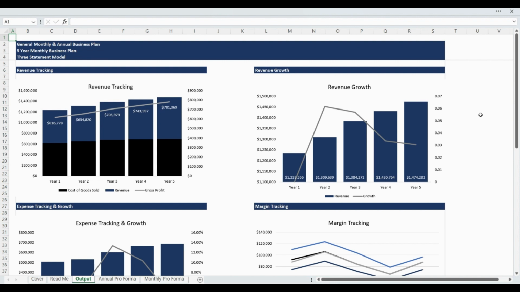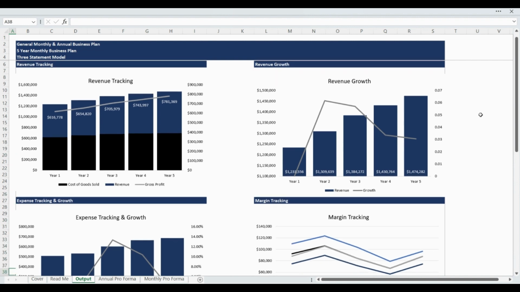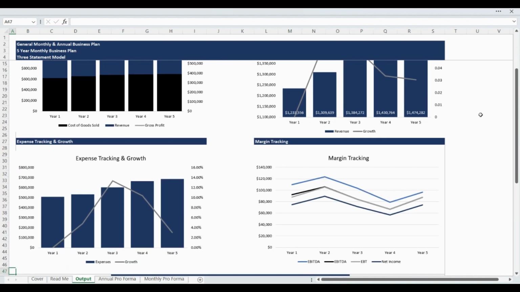The report begins with a visual summary tracking revenue, cost of goods sold, and gross profit, as well as a separate chart tracking annual revenue growth. The following section of exhibits tracks annual expenses and expense growth with an additional chart tracking annual operating margins on a variety of bases. The report concludes with a matrix summarizing key income statement and balance sheet metrics on an annual basis.